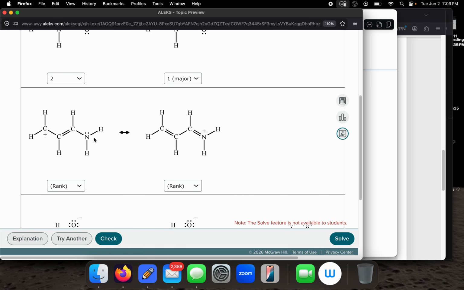Okay, let's look at this one. Does everything have a full octet here? No, that does not have a full octet, right? It does not have 8 electrons around it. So this is going to be the major. And this is going to be the not major.